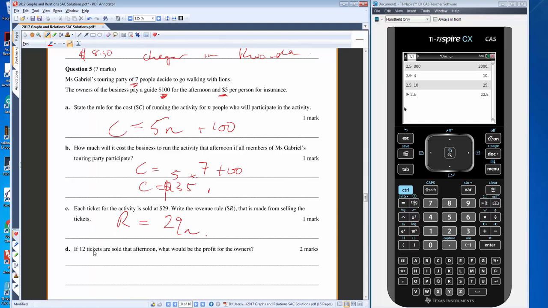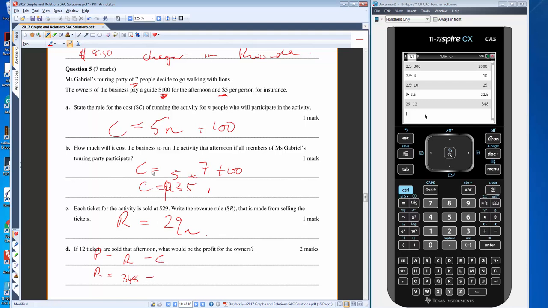So if 12 tickets are sold that afternoon, what would be the profit? Well, profit equals revenue less costs. So we could work out revenue on 12 tickets. So we go 29 times 12, which was 348.